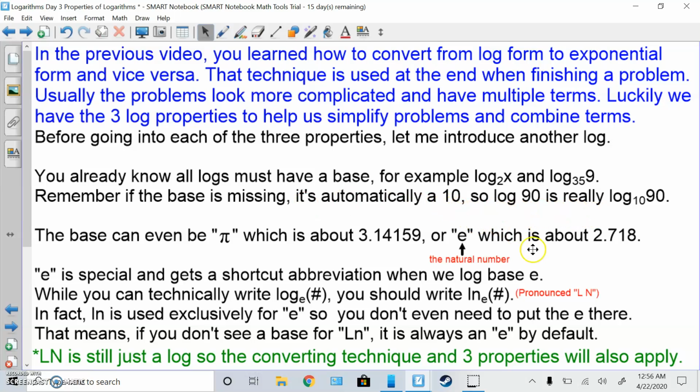And if you don't know what e is, it's actually the natural number. It appears all the time in nature, in the real world. But anyways, e is special and gets a shortcut abbreviation when we use log base e. So while you can technically write log base e of something, you should actually write ln of something. In fact, ln is used exclusively for e, so you don't have to put the e there. That means if you don't see a base for ln, it is always an e by default. Again, ln is still a log, so the converting technique and the 3 properties will also apply.